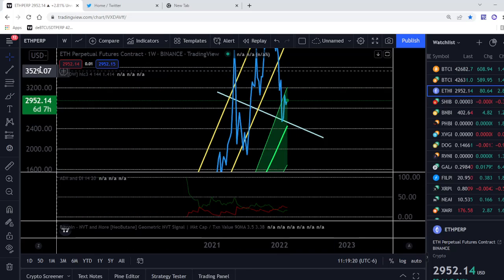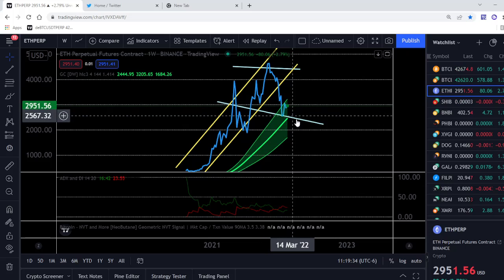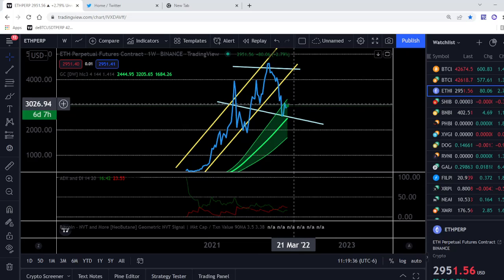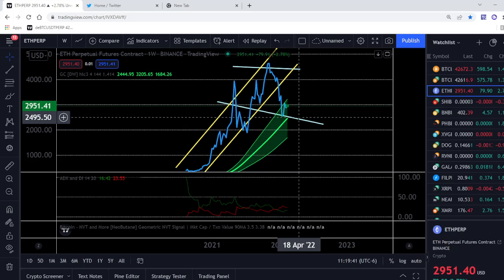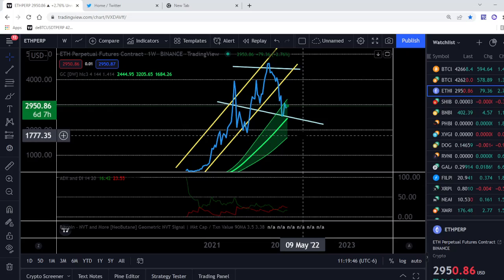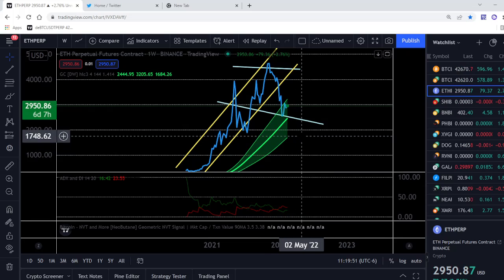All right, yeah, we got rejected the first time from the Gaussian channel right here, and that happened like a week or two ago, and we pumped near 3200 or 3300. And right now that current space is facing resistance. So right now I'm thinking that we dump near 2450. Then if we break below that, then we're in serious trouble. 1700 will be the next key support.